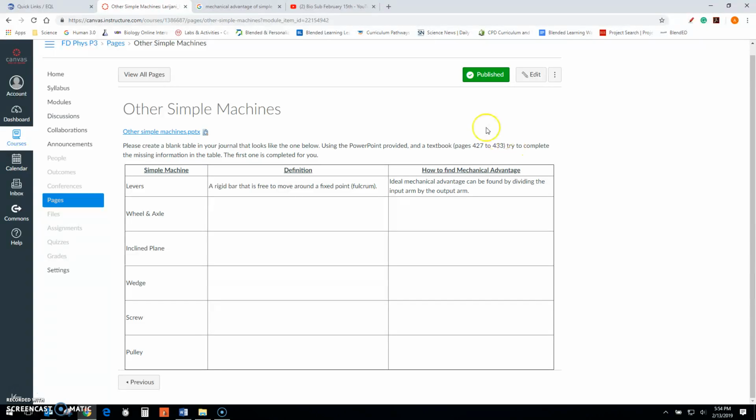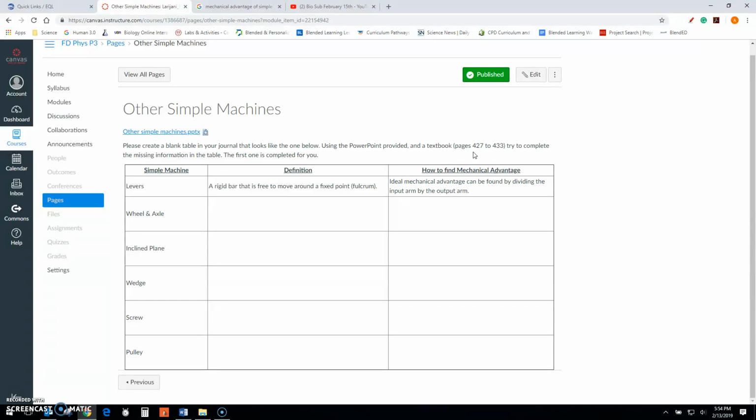If we were to turn to pages 427 to 433, we're going to see a little bit of information about each of these simple machines. It's going to tell you a definition, and how to calculate mechanical advantage, but it might do so in a language that maybe we don't fully understand. Remember, putting down a definition word for word isn't any good unless we understand what it's saying.